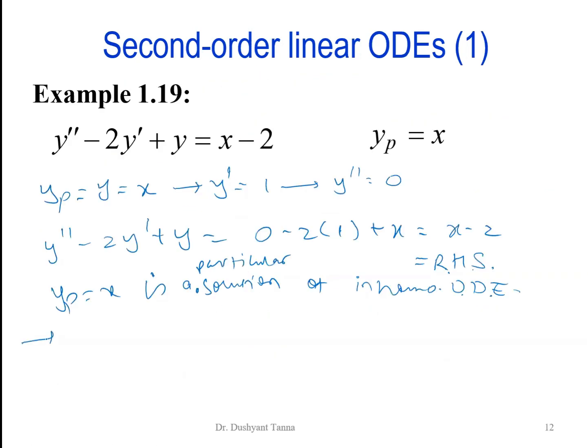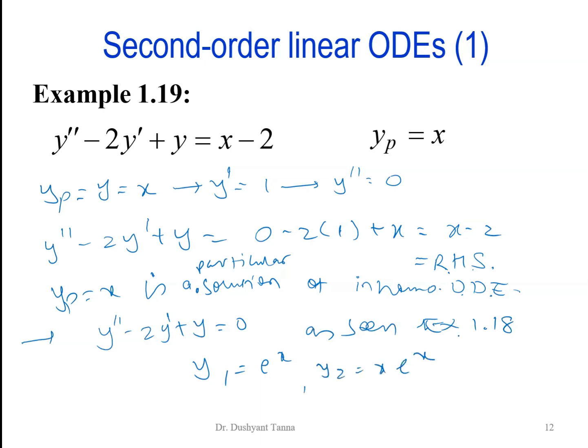Okay, for the YH part, for the homogeneous part, y'' - 2y' + y = 0, right? The solution is seen in example 1.18. The solution is y1 = e^x, y2 = x e^x.